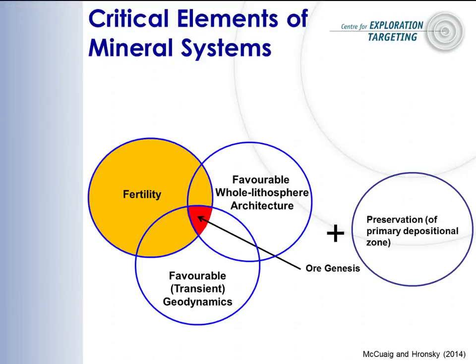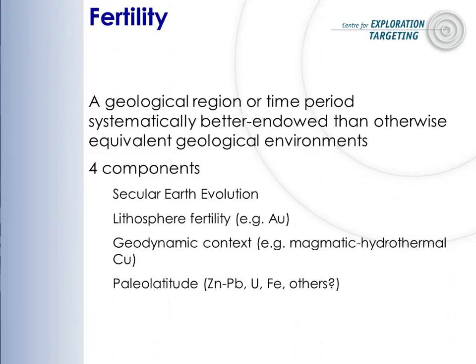So fertility. Now, what is fertility? It's a geological region or time period that's systematically better endowed than other otherwise equivalent areas. And you can talk about secular Earth evolution, like with komatiites. We see more komatiites in the Archean, and then they become very, very rare into the Proterozoic and Phanerozoic.